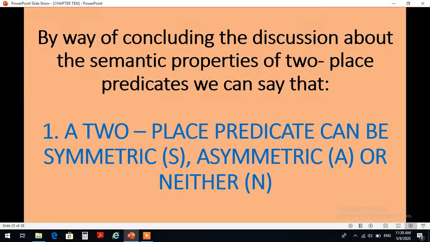By way of concluding the discussion about the semantic properties of two place predicates, we can say that. إذن كي نختم نقاشنا حول الخصائص الدلالية التي يمتاز بها two place predicate يمكن أن نستنتج النقاط التالية. Number 1. A two-place predicate can be symmetric, abbreviated as S, asymmetric, abbreviated as A, or neither, abbreviated as N. إذن يمكن أن يمتاز a two-place predicate بكونه متناظر symmetric أو غير متناظر asymmetric أو لا يمتلك أي من الخاصيتين ونشير إليه ب none أو neither.